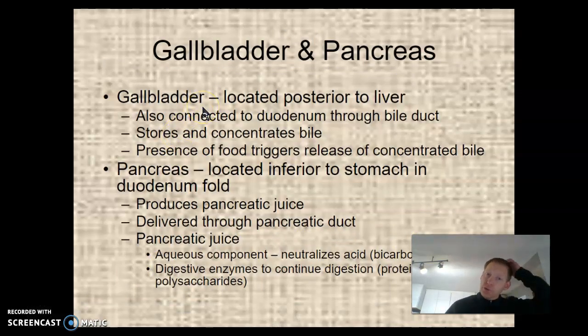So then you have 2 other organs. We have the gallbladder. The gallbladder is right on the back side of the liver, and it is simply a sac to hold bile.